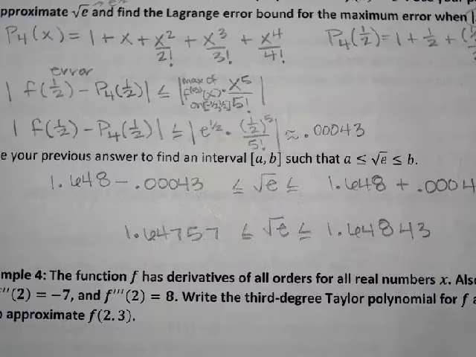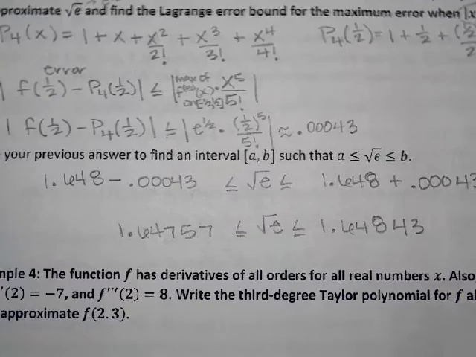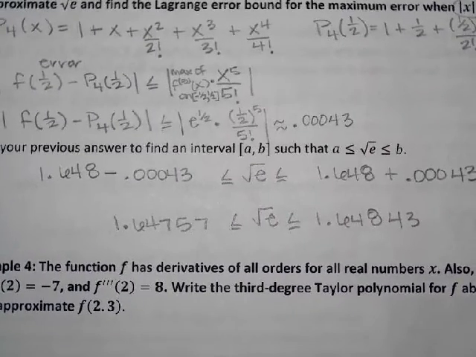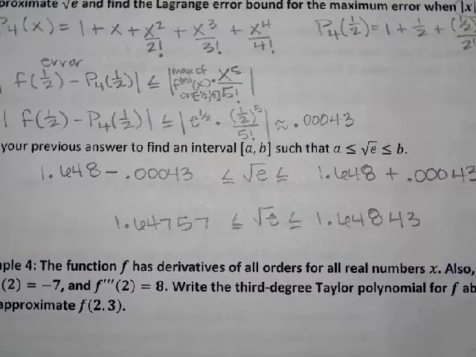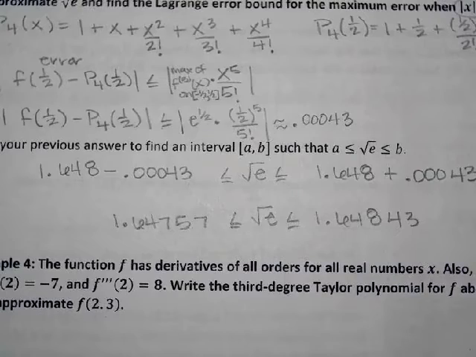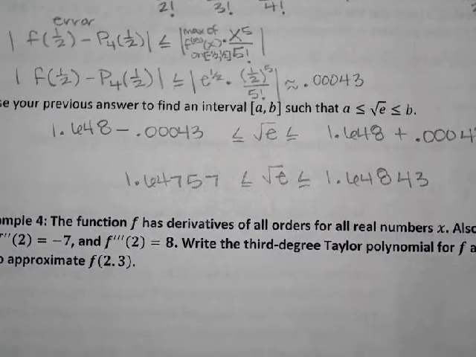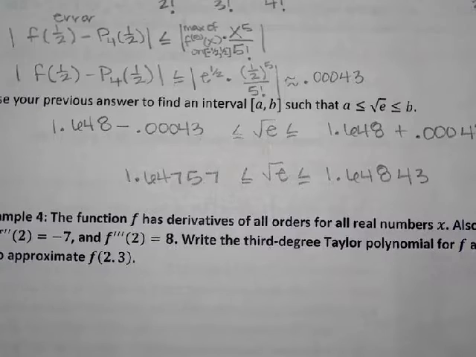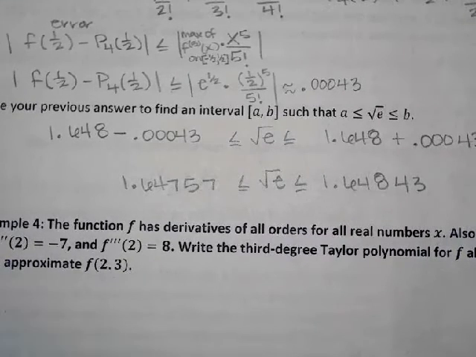Okay. Next problem. How are your brains feeling now that we've talked about it more? Are you relatively comfortable? Or is anybody panicking? Yeah, that's calculus, man. Calculus is like, how can I make you feel like you're reading a foreign language but in English? All right, the function has a derivative of all orders. So they're giving us all those derivatives. Write the third degree Taylor polynomial and use it to approximate 2.3.